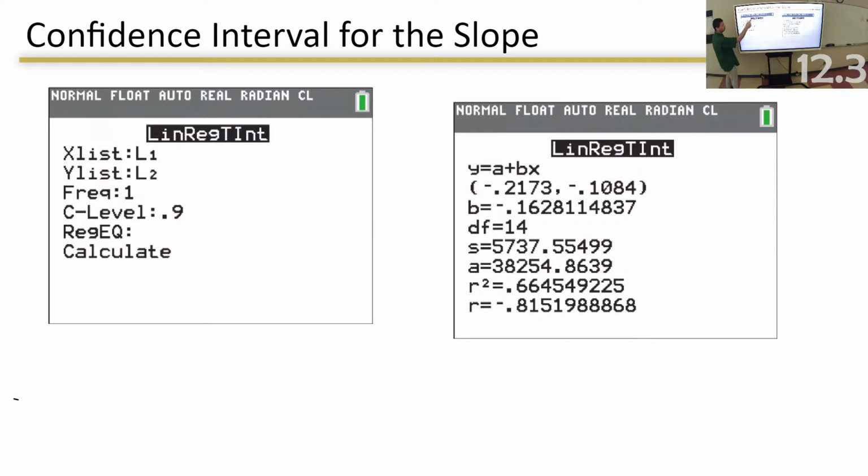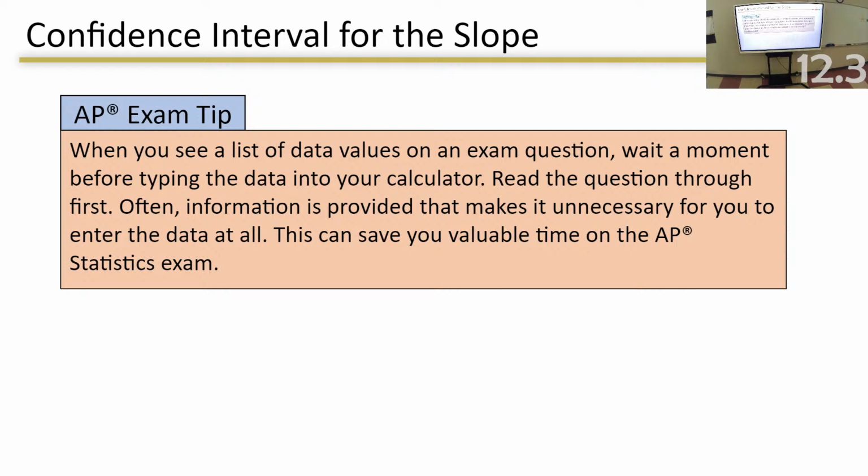But your calculator will do a LinRegTInt. You tell it everything you want it to do, and it will spit it out. When you see a list of data values on the exam question, wait a moment before typing it in your calculator. Read the question through first. Often, more than often, information is provided that makes it unnecessary for you to enter the data at all. Very few times will you have to enter the data. The only times I can think of are in chapter 10 or 11 where you had to enter that data in your list, and it wasn't much data.